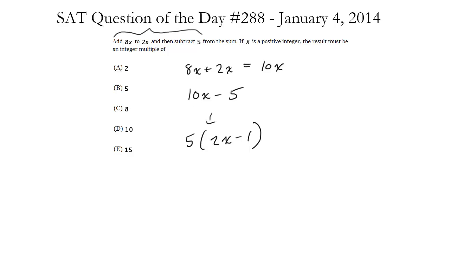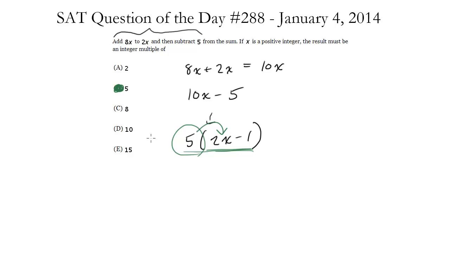Notice this, therefore, shows us that the expression is a multiple of 5, right? It's 5 times 2x minus 1. And there you go. So the answer is B. It's not going to be 2, 8, 10, or 15 because notice this isn't a multiple of any of these choices, right? It's not 2 times something. It's not 8 times something. It's 5 times this whole expression.